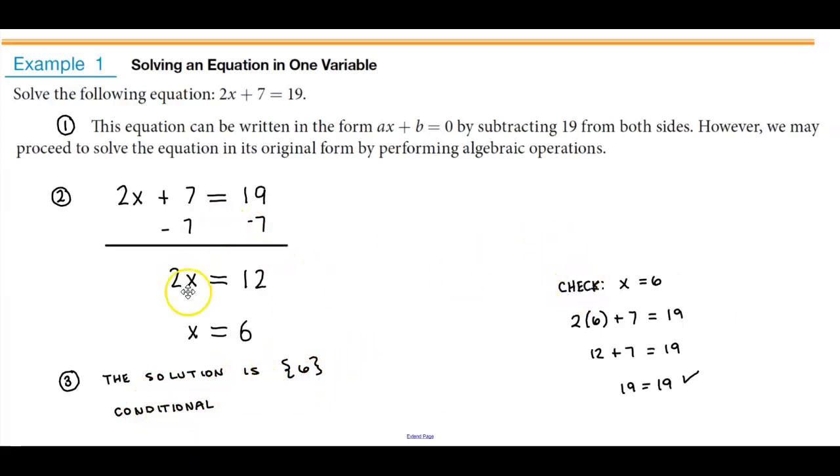If we wanted to check to make sure we are correct, we can plug 6 back into the original equation. So we get 2 times 6 plus 7 equals 19. 12 plus 7 is 19, so therefore we can confirm that this checks.